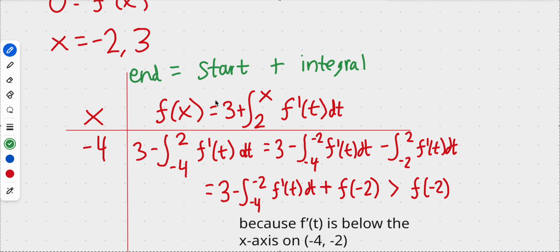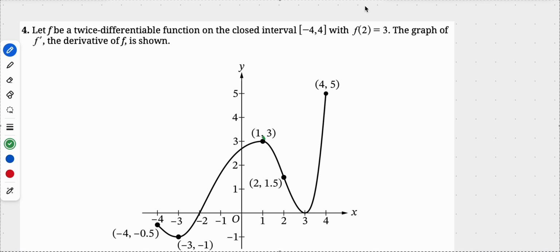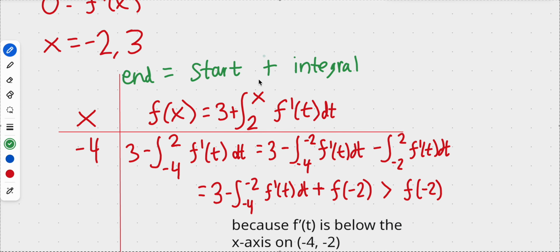So I'm starting at 3. Why am I starting at 3? Because the problem told me that 3 is a value on the function. Yes, when x is 2, y is 3. So I'm going to start at 3, the y value. The x value is 2, so that goes in the bounds of the integral.